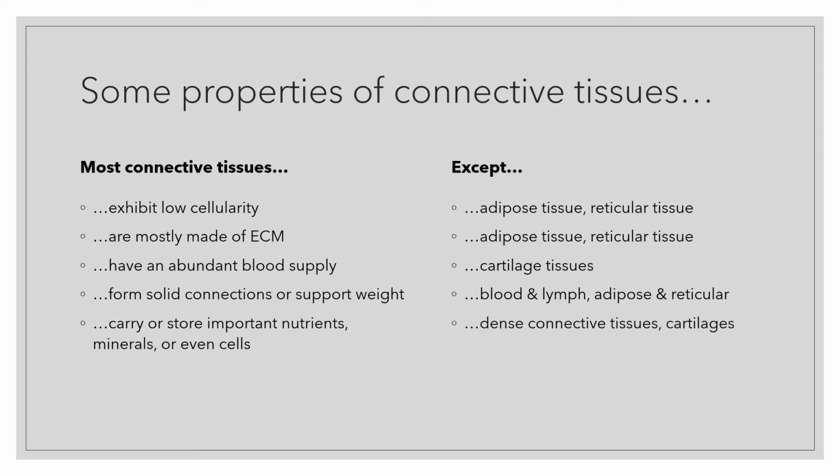There are plenty of exceptions to this, though. All of the dense connective tissues, things that form tendons and ligaments and blood vessel walls and things like that, do not store nutrients. And cartilages, as far as we know, have no nutrient storing or mineral storing capability. In fact, if a cartilage starts to store minerals, if it becomes calcified, that's a pathological state. That's a problem for the cartilage.